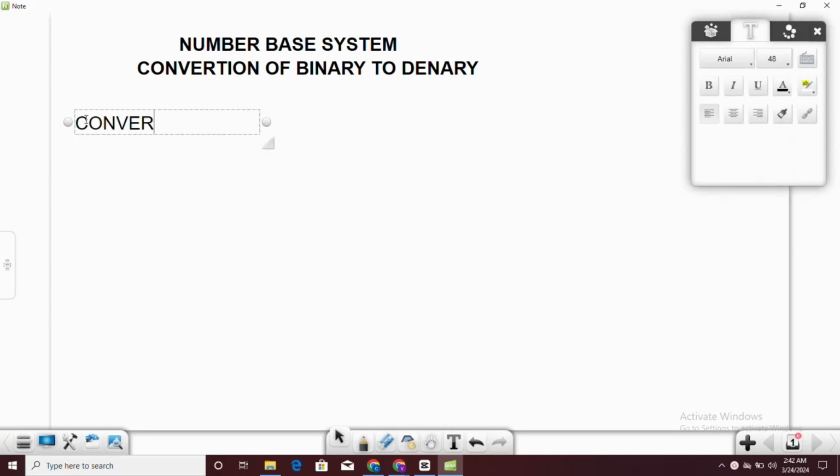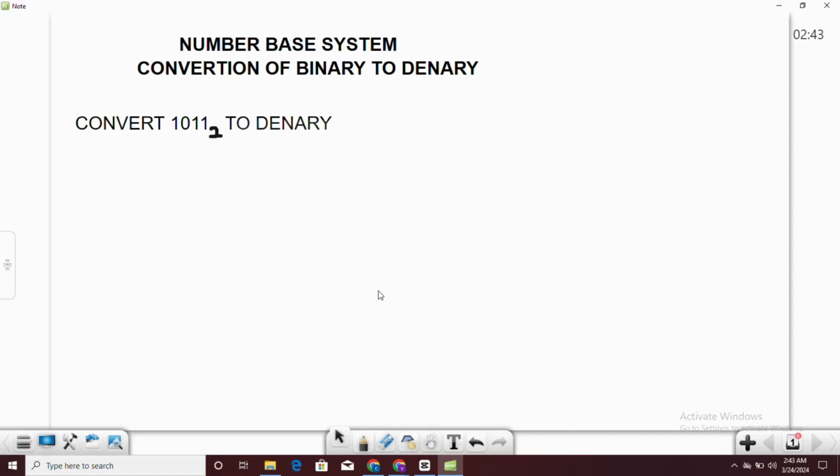Convert 1011 base 2 to a number, or to denary. Let's write it that way. So convert 1011 base 2 to denary. So that's the question. So how do we do that?